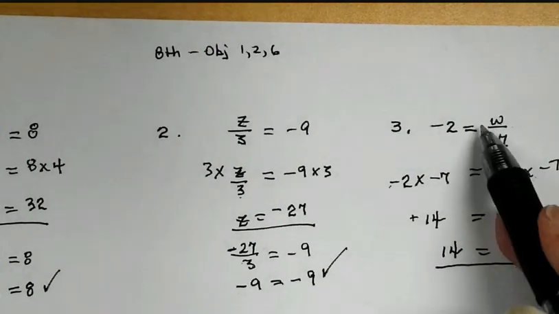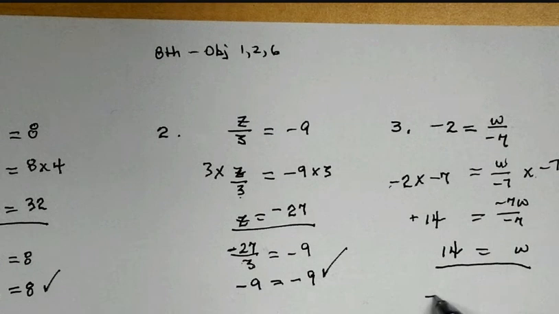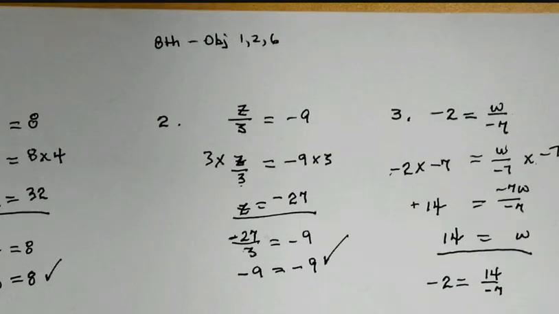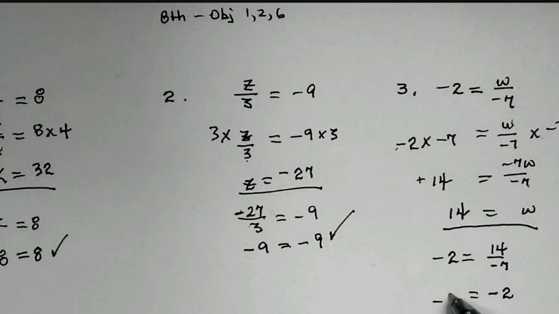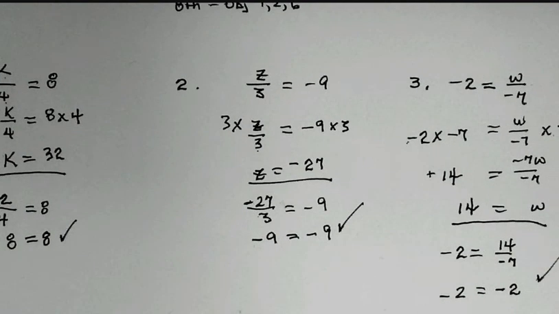So we go back to the original equation, and anywhere I see a w, I'm going to put 14 in its place. So I have negative 2 is equal to 14 divided by negative 7. And we all agree that there are 2 7s in 14, and that a positive divided by a negative is a negative. So I have negative 2 equals negative 2. Once again, we have solved and checked.